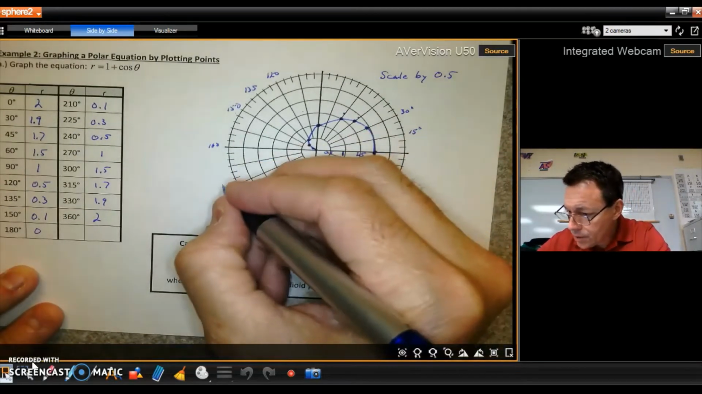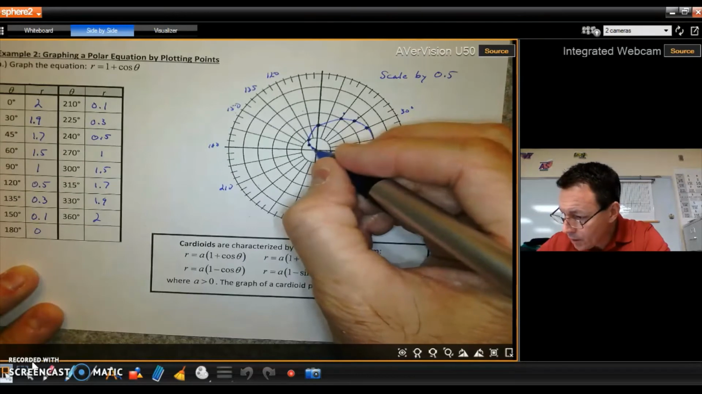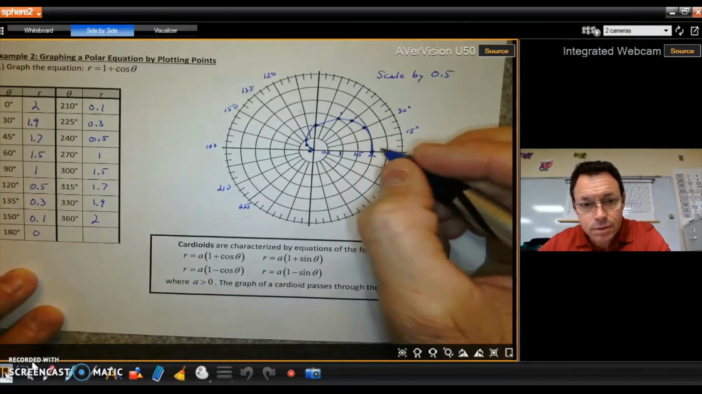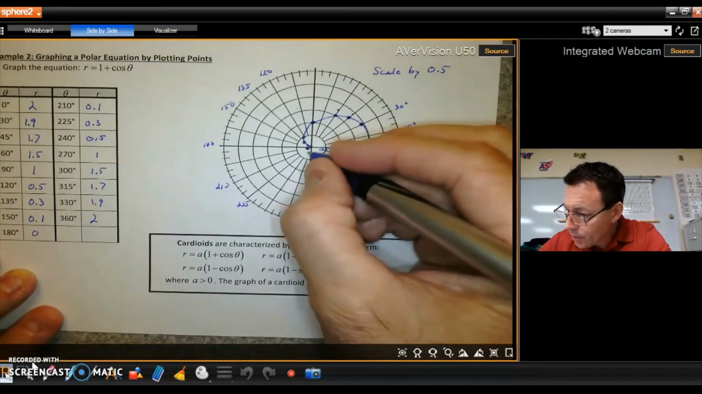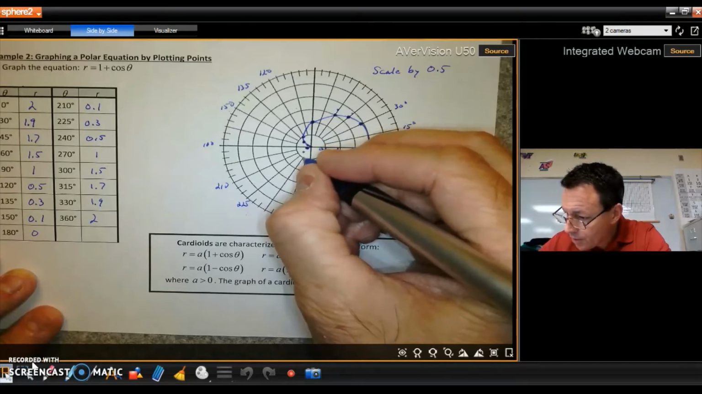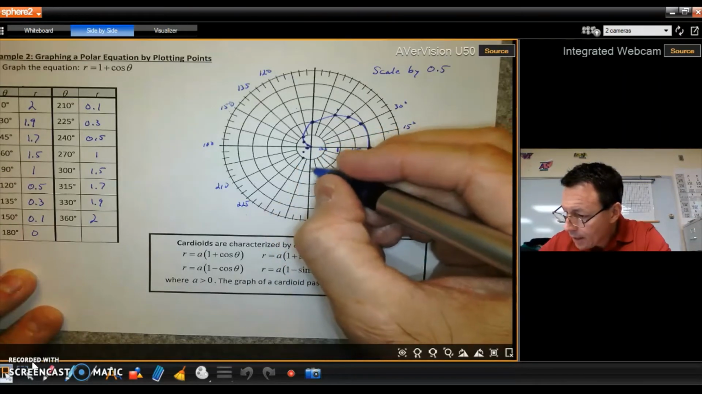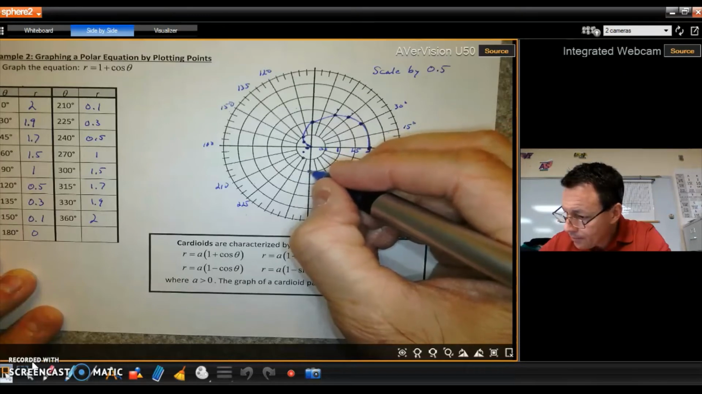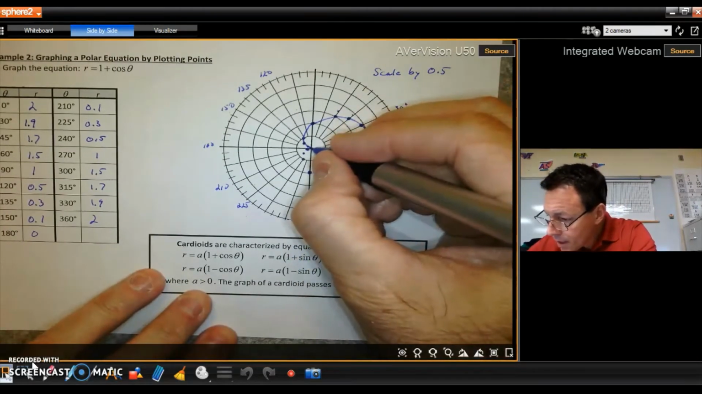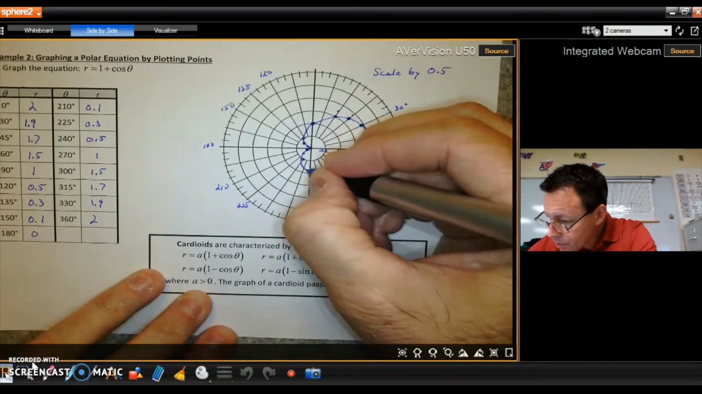210, so here's 210. I'm back at 0.1, so I'm out just a little bit. This is 225. That should be at 0.3, so a little bit further. Then I should be at 0.5, and then I should be at 1 at 270. I'm going to stop and draw what I've got.